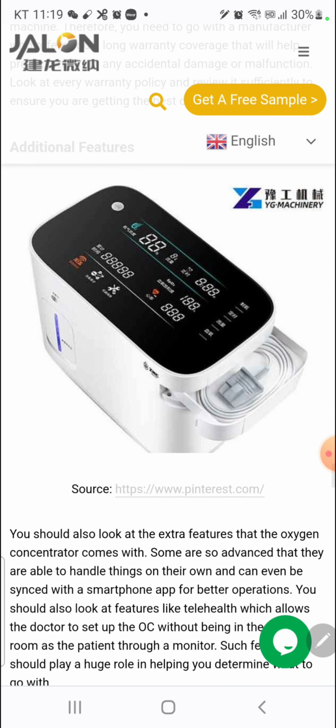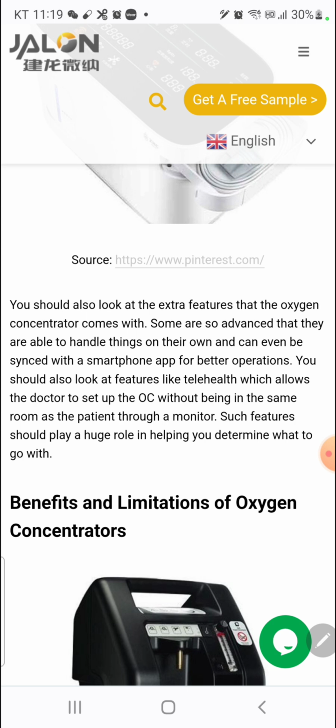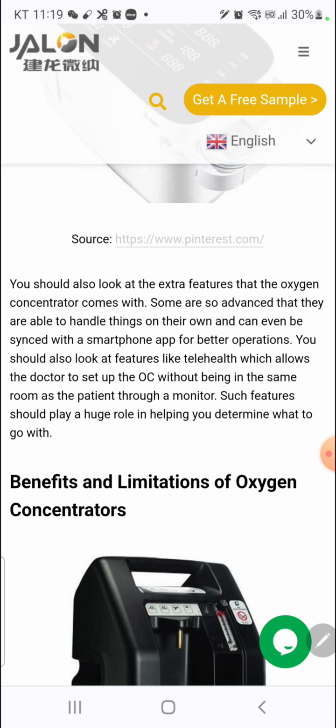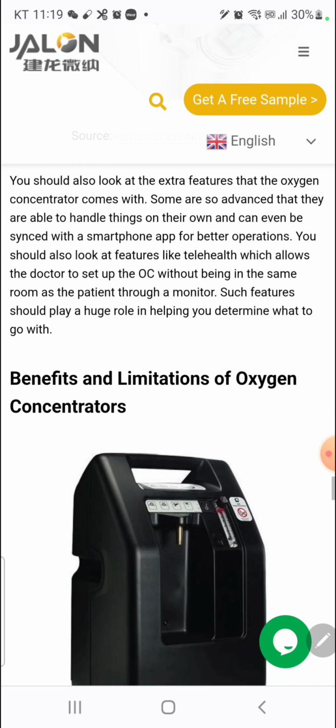Additional features. You should also look at the extra features that the oxygen concentrator comes with. Some are so advanced that they are able to handle things on their own and can even be synced with a smartphone app for better operations. You should also look at features like telehealth, which allows the doctor to set up the OC without being in the same room as the patient through a monitor. Such features should play a huge role in helping you determine what to go with.